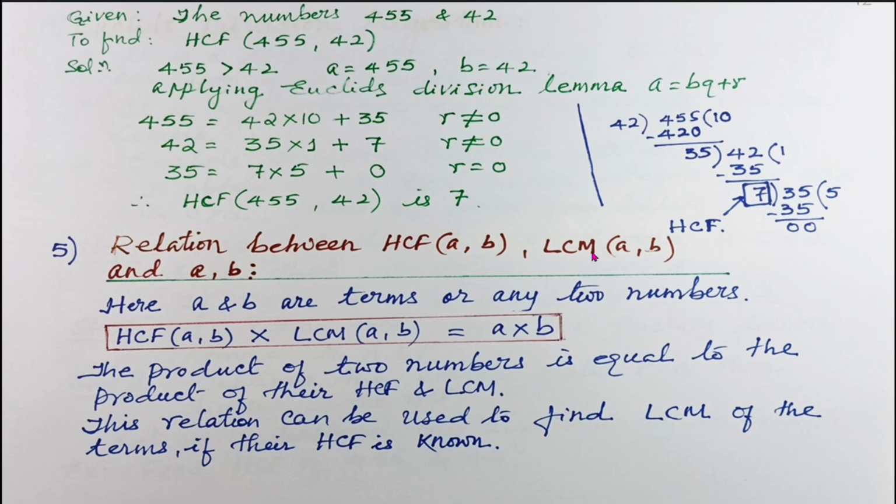Now, the relation between HCF and LCM. Let us say we have two numbers A and B, and let us understand the relation between the two numbers A and B, their HCF and LCM. Here A and B are any two numbers. HCF of A and B into LCM of A and B is equal to A into B. That means the product of two numbers is equal to the product of their HCF and LCM. This relation is very useful to find the LCM when their HCF is known.